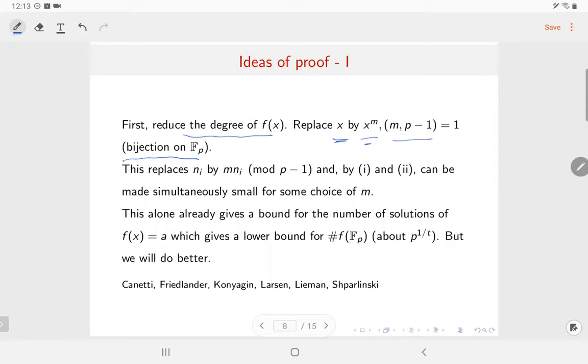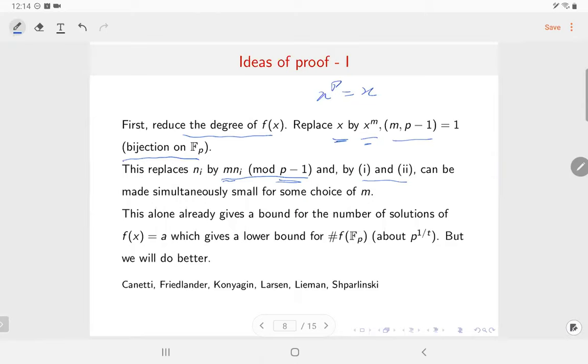But the exponent gets changed by this. You get multiplied by m, but then you can reduce it mod p minus 1, just using the fact that x to the p is equal to x. So you can replace an i by m times i mod p minus 1. And that's where we use those two hypotheses on the exponents in the statement of the theorem.